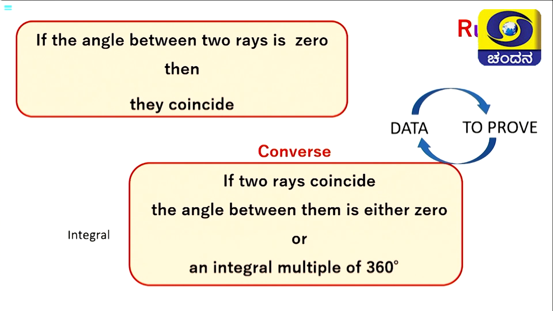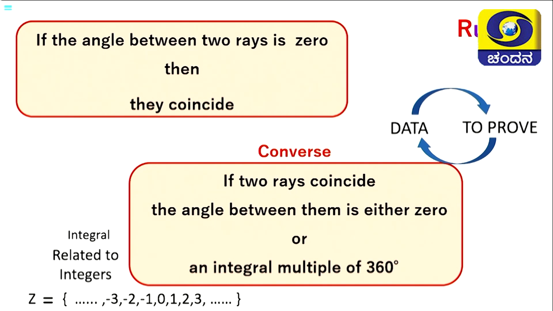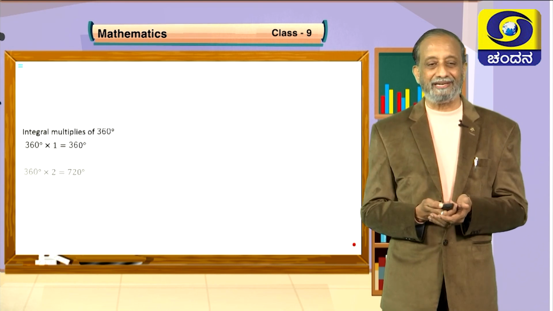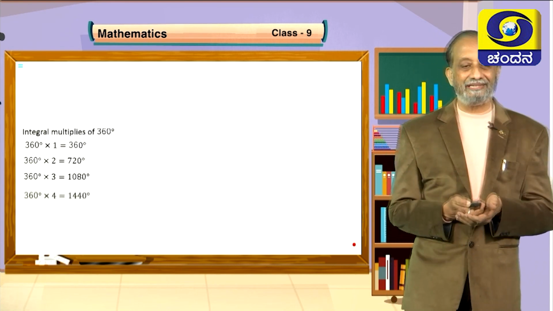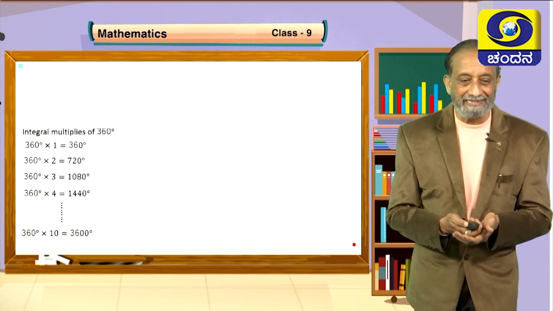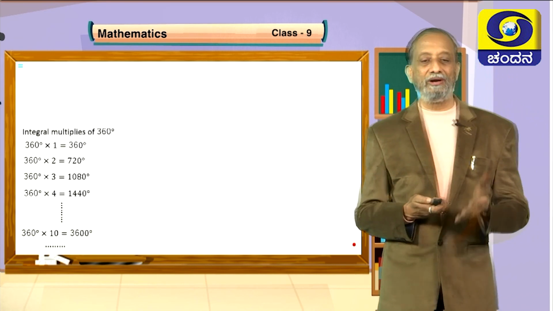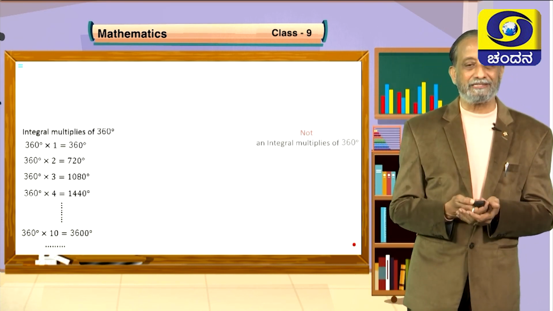What do you mean by integral, children? Integral means related to integers. The set of integers is denoted by the letter Z. The set of integers is nothing but etc., minus 3, minus 2, minus 1, 0, 1, 2, 3, etc. Integral multiples of 360 degrees means, 360 1s are 360, 2s are 720, 3s are 1080, etc. So, these are all called the integral multiples of 360.